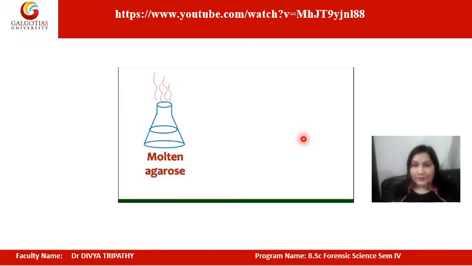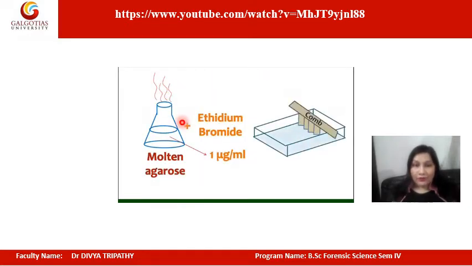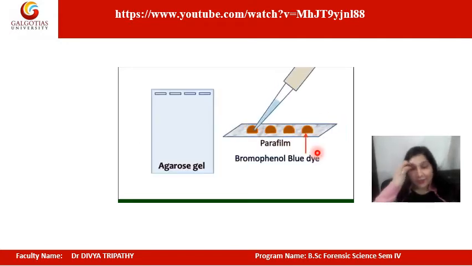After boiling this mixture for 10 to 20 minutes, we have molten agarose. Then we will pour this agarose into a tray that has a comb. The comb is used to form the grooves.